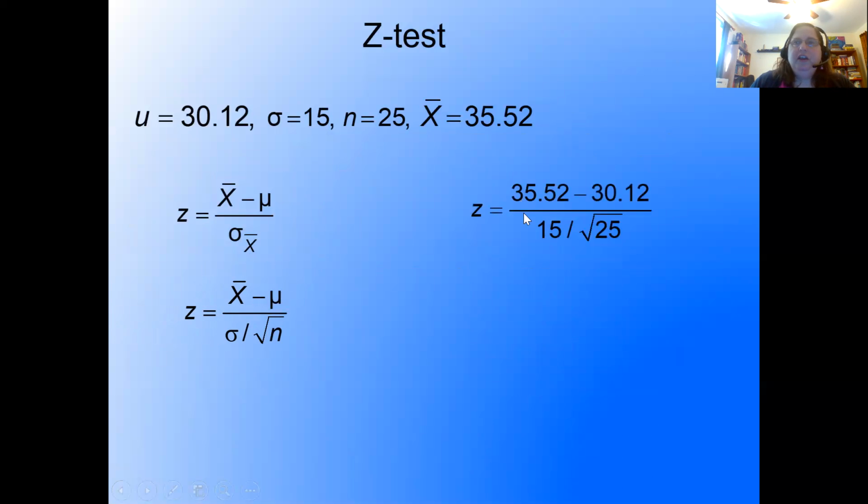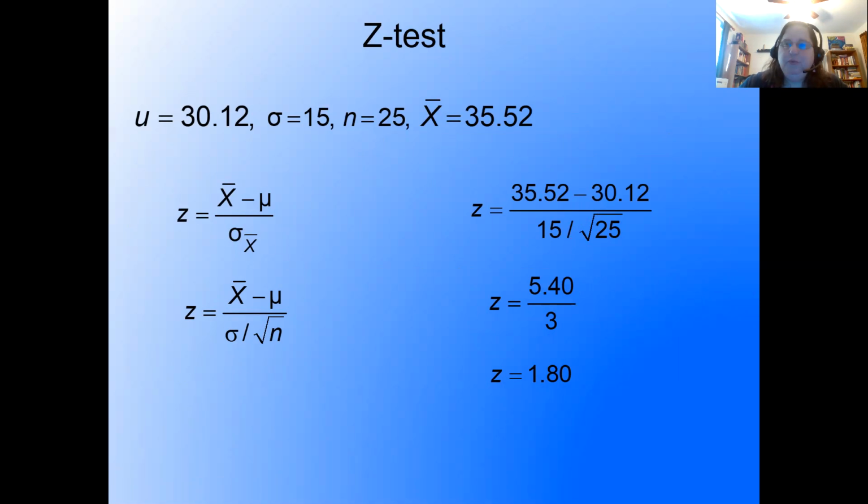Okay. So I have 35.52 for my x bar, 30.12 for my mu, 15 for my sigma, square root of 25 for my n. Now again, this bottom part is going to come out the same. Square root of 25 is 5. 15 over 5 is 3. 35.52 minus 30.12 is 5.40. So we have 5.40 divided by 3, which gives us 1.80.